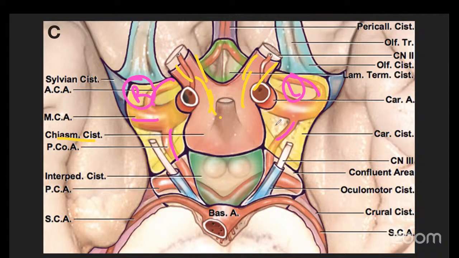So we have the carotid cisterns on the side, which are wrapping around the carotid terminus. And then we have the chiasmal cistern. Anteriorly, you can see the lamina terminalis cistern as well, but right now that is not our concern. Let's move ahead to the next image.